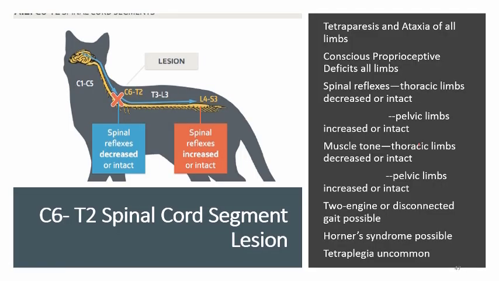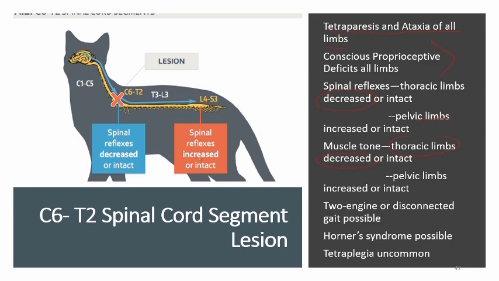Now, how about if it's C6 to T2? Well, C6 to T2, we very well may have conscious proprioception deficits in all limbs. We could have tetraparesis and ataxia. Often what we have is this: decreased thoracic spinal reflexes and intact pelvic limbs. Or we have muscle tone of the thoracic limbs is decreased and we're normal back here. So this is a good picture to look at. Decreased or intact, often they're decreased, and this can be increased, but a lot of times they're normal.